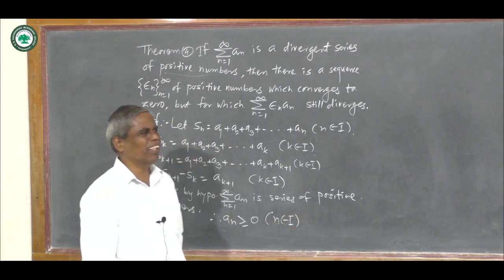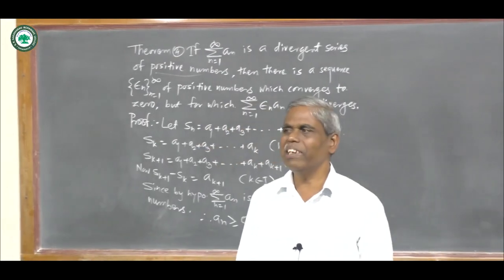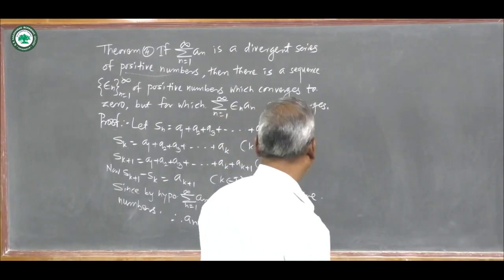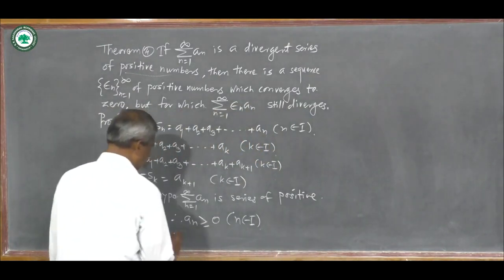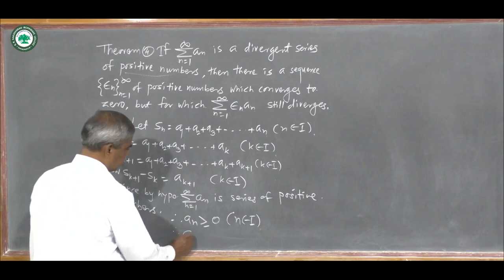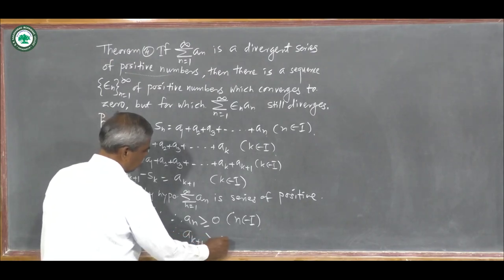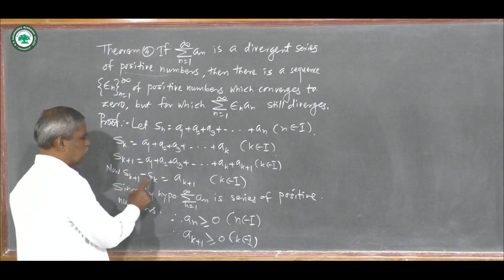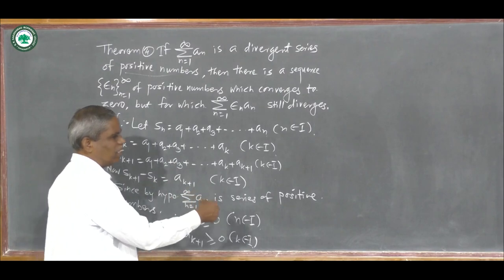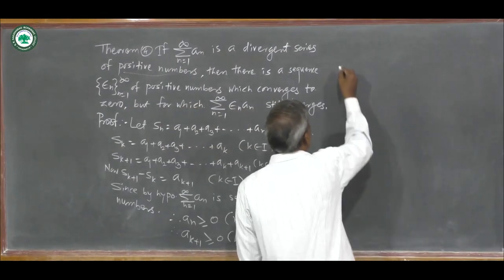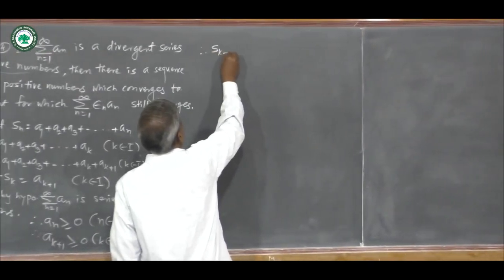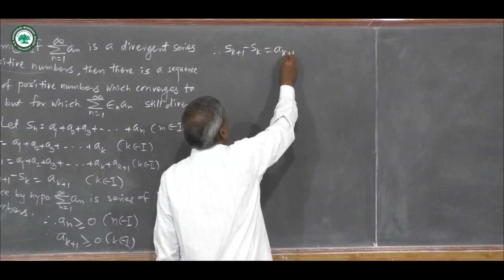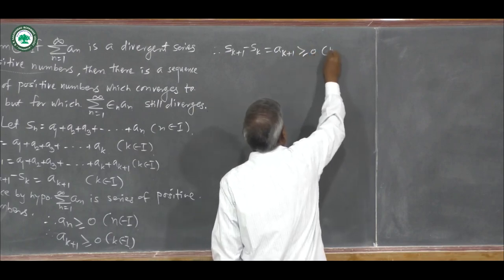It means a_1 is greater than or equal to 0, a_2 is greater than or equal to 0, a_3 is greater than or equal to 0, a_k is greater than or equal to 0, a_(k+1) is also greater than or equal to 0, and so on, for every k belongs to I. Therefore, S_(k+1) minus S_k is equal to a_(k+1), which is greater than or equal to 0 for every k belongs to I.